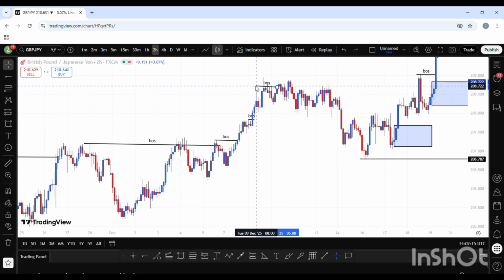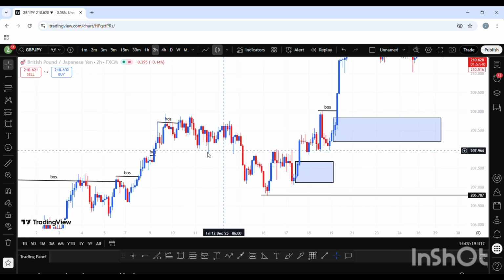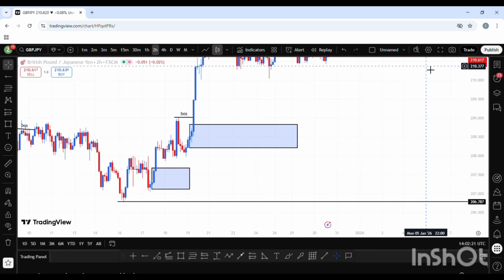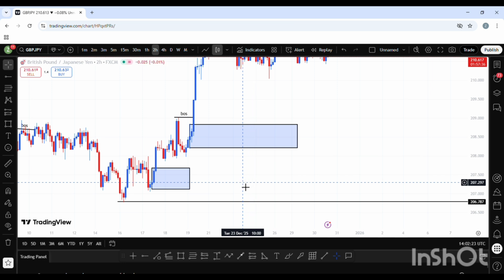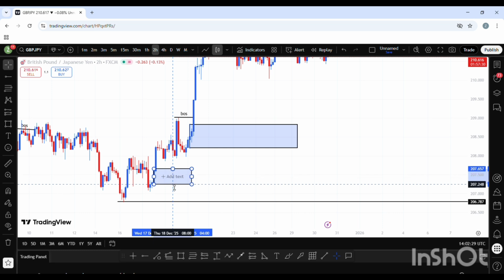So let me show you something. These are breakout structures because it's from a wick to a body, okay? The only way to master this is by practicing and doing it again and again.